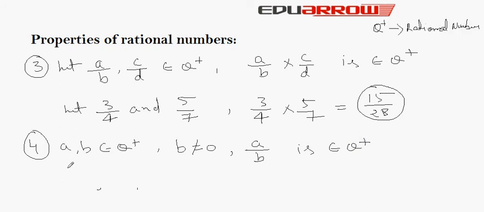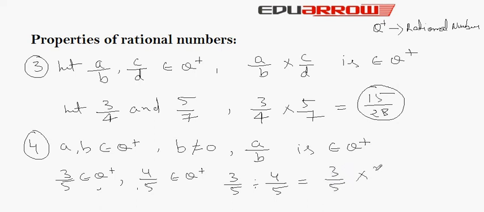Now let's take an example. 3 by 5 is a rational number. 4 by 5 is also a rational number. When we divide these rational numbers like this, 3 by 5 into 5 by 4, that is 3 by 4, is also a rational number. Here you can observe that 4 by 5, that is our B, is not equal to 0. That satisfies the property of rational numbers.